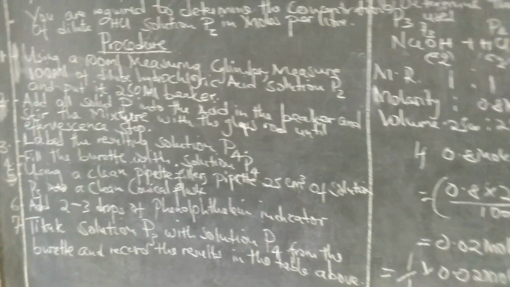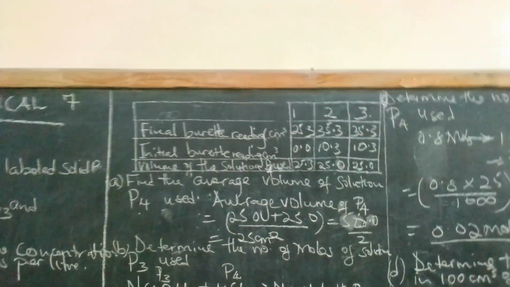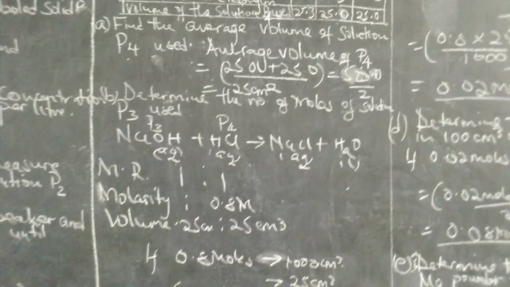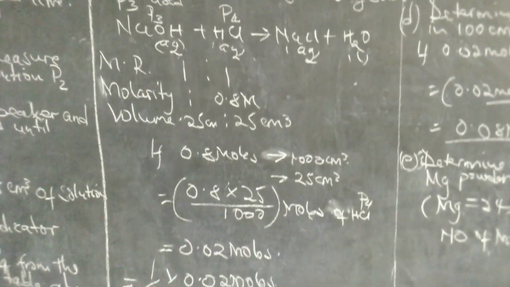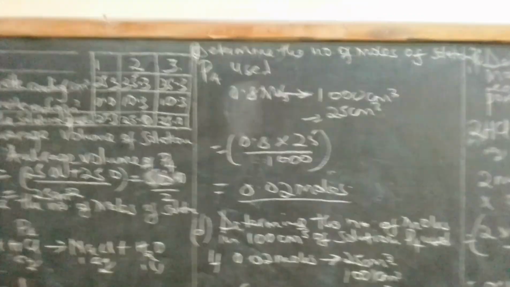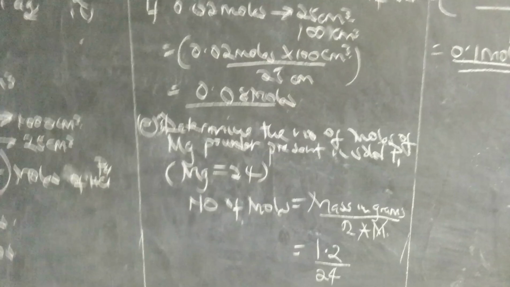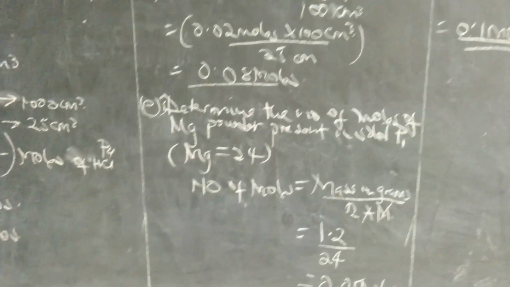It goes up to 7, and then on the other side are the questions that are supposed to be answered. And then we have finished with this one. That is the summary of everything of Titration Practical 7.